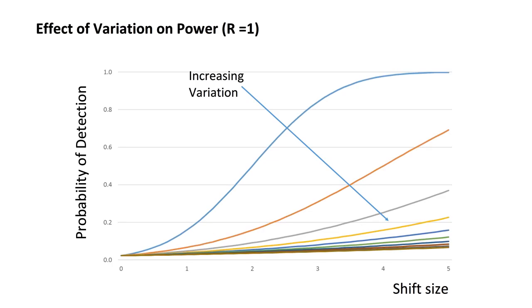This slide shows the impact of variation on power. And once again, power is the probability of detection when a shift has occurred. As the graph shows, variation decreases power. This is because variation increases the noise that hides the signal. Variation interferes with our ability to detect process changes that could have an effect on patient care.